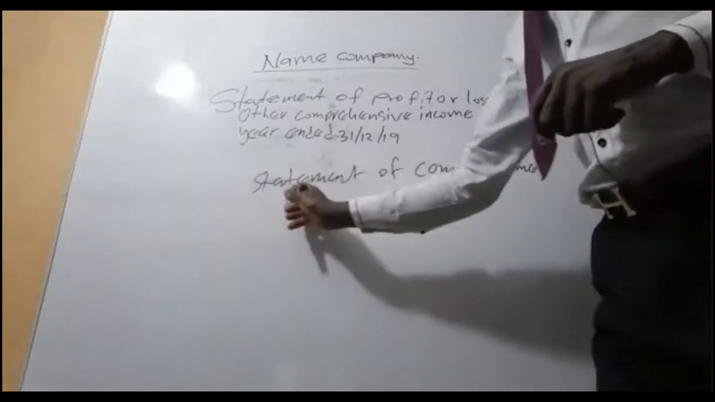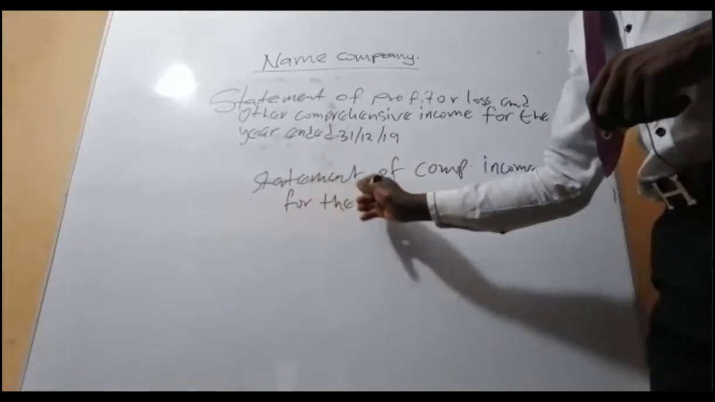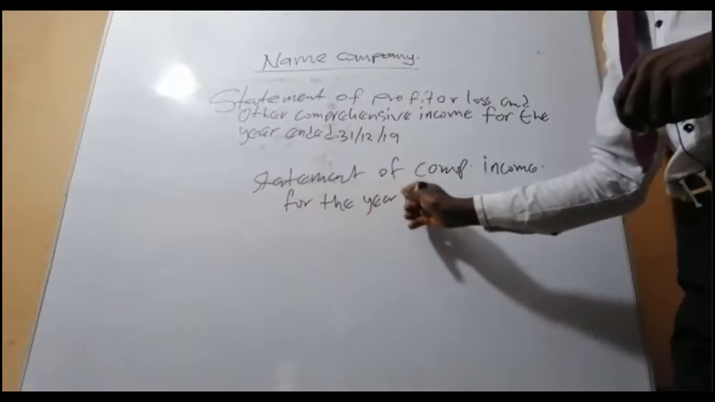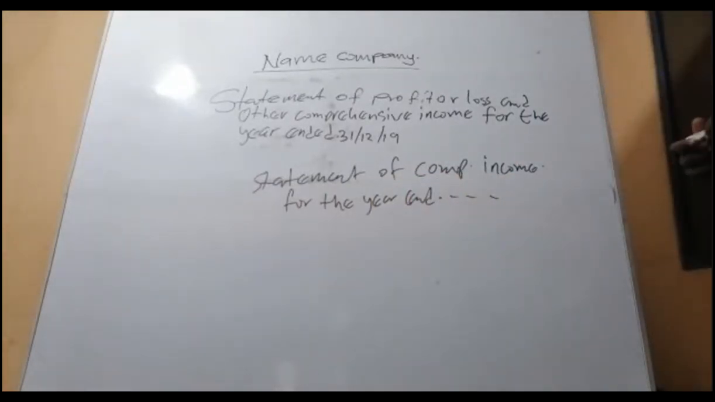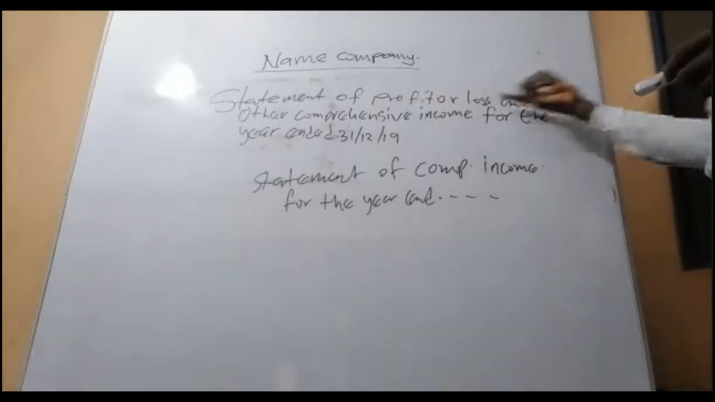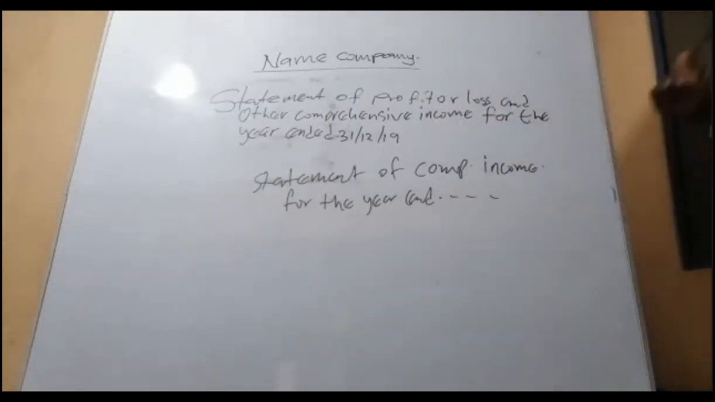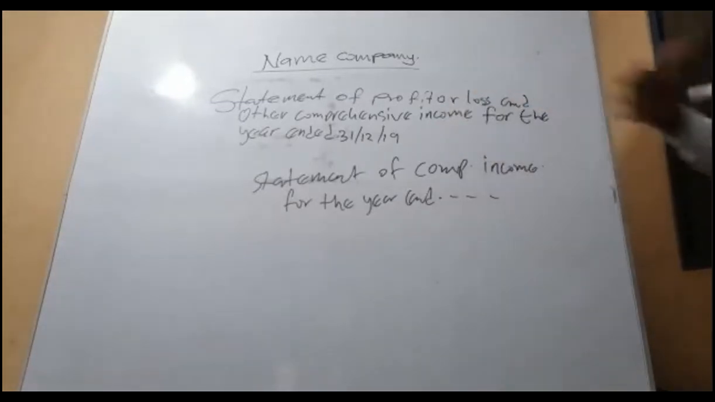for the year ended. It's still the same. Or you can also call it statement of what? Profit or loss for the year ended. Still the same. Good. But this is the full version. How we get it. That's fine.